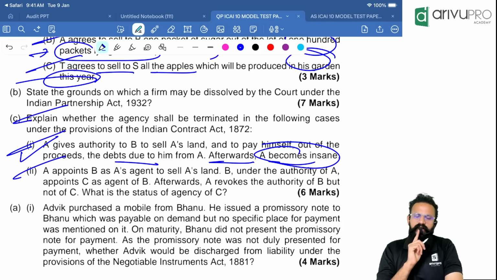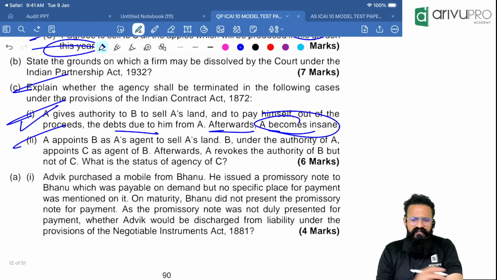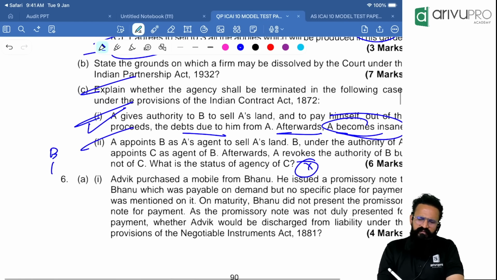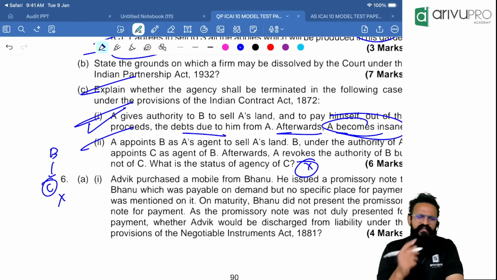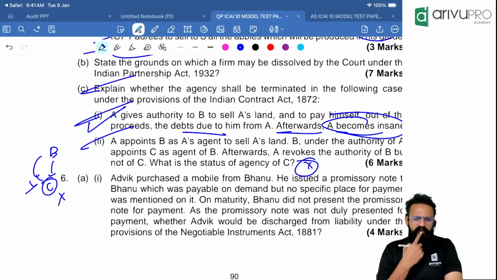That is not possible. A appoints B as A's agent to sell A's land. A sub-agent is not valid at all. So if I have revoked B, that's all. I need not communicate anything to C. That will also automatically get revoked. I do not have to communicate anything to C.